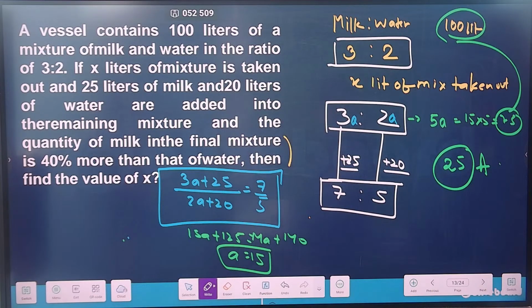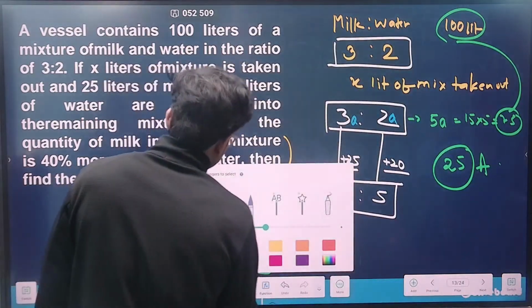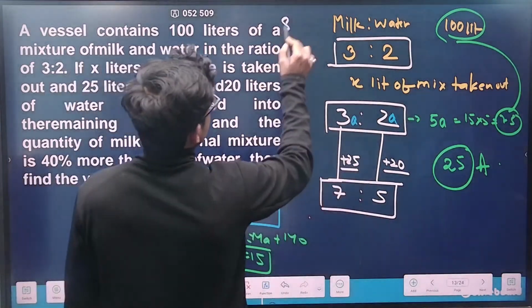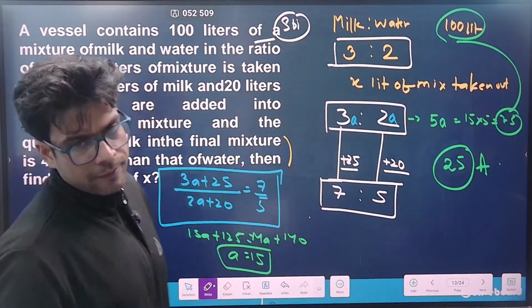I hope this is clear to everybody. And this was a question asked in the SBI. Again, I am saying this was a question asked in the SBI, and see how the question is being done.